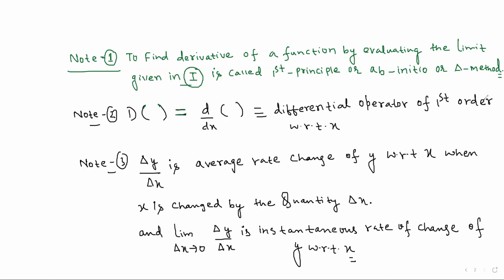Note number 3 is that delta y upon delta x is the average rate of change of y with respect to x when x is changed by the quantity delta x. So I think no need of any explanation here. Simply x changed by delta x, and limit delta x tending to 0, delta y by delta x is the instantaneous rate of change of y with respect to x. Now, delta x tending to 0 means what?